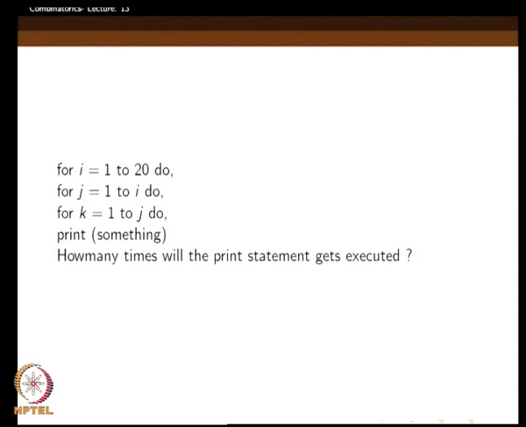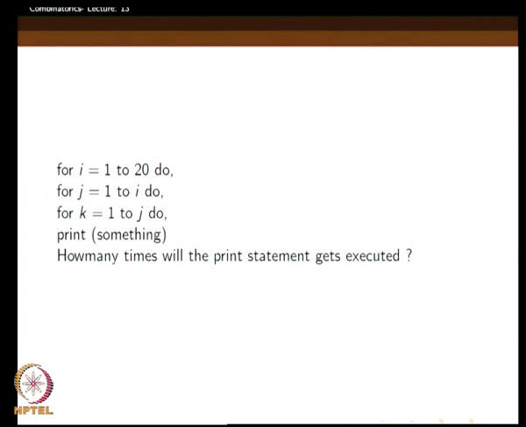In the last class, we were discussing this problem. Consider this program segment: for i equal to 1 to 20 do, for j equal to 1 to i do, for k equal to 1 to j do, print something. How many times will the print statement get executed? So, this is three for loops nested one inside the other.